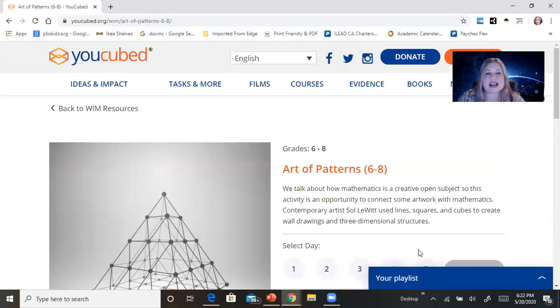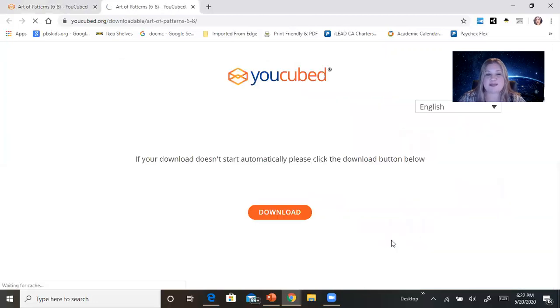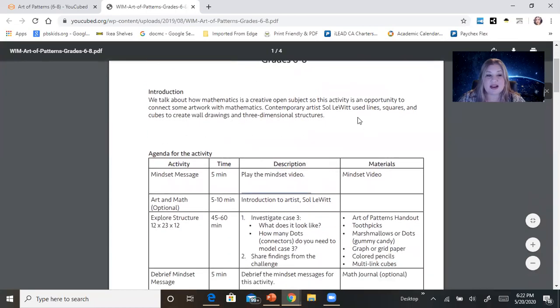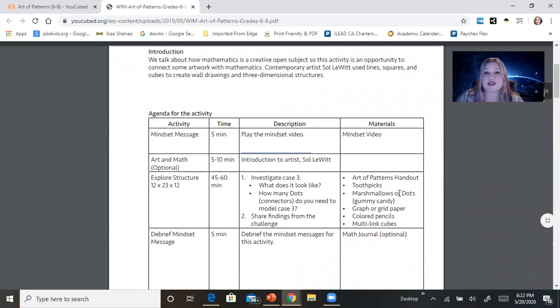Now these are all designed in a way that you could give this as a teacher, or if you're a parent, to your kids. You can select days to put on a playlist. So if you want to do that, feel free. I'm not going to do that right now, so I'm just going to download the PDF here. And when we download the PDF, it gives us a whole little lesson plan where it gives the introduction, it talks about the activities to do and how long they should take, showing a mindset video, talking about an artist, and then exploring the structure. So there's a lot that you can do to build this.